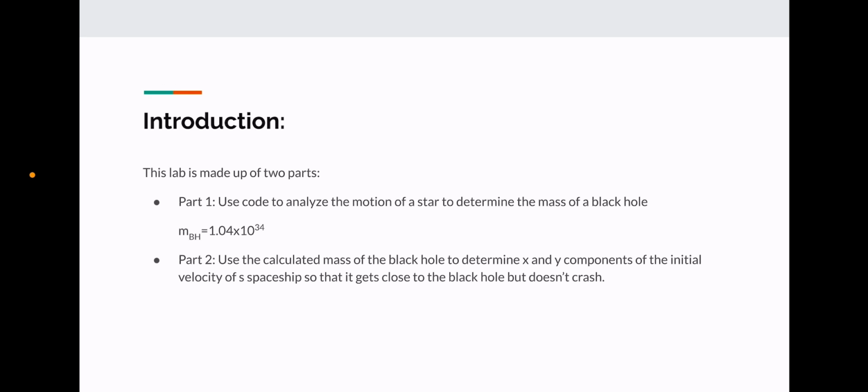Introduction. This lab is made up of two parts. Part 1, use code to analyze the motion of a star to determine the mass of a black hole. We got the average mass of the black hole to be 1.04 times 10 to the power of 23.4. Part 2, use the calculated mass of the black hole to determine the x and y components of the initial velocity of a spaceship so that it gets close to the black hole to orbit it but doesn't crash.